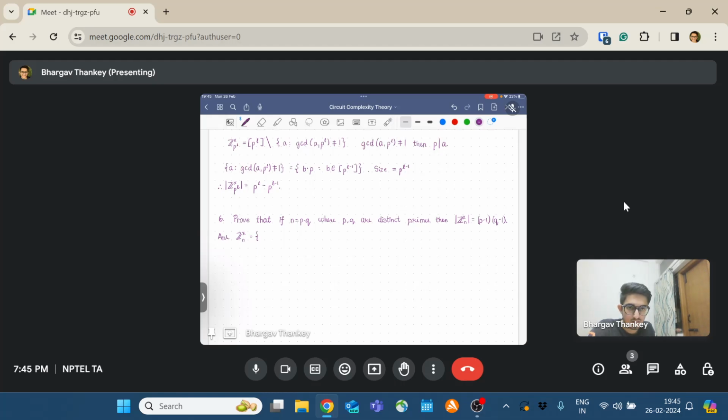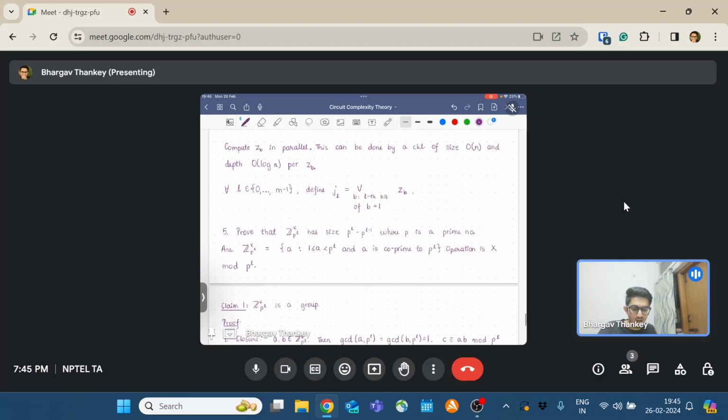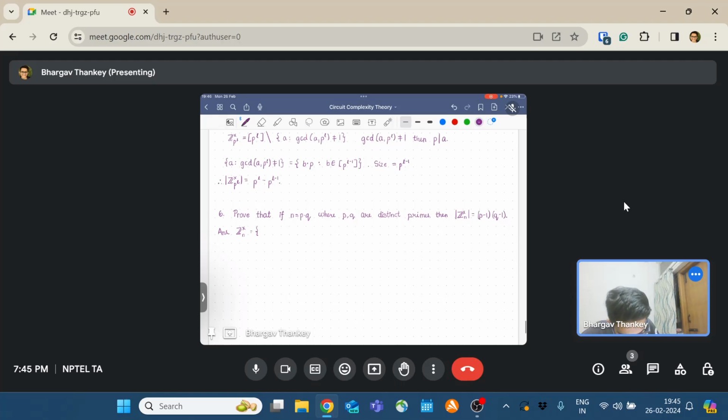I don't know exactly. Okay, so what was Z cross p to the l? It was all numbers between 1 and p to the l minus 1 which were co-prime to p to the l, right? Yes. So now all we have to do is replace p to the l with n. So this would look like all numbers 1 to n which are co-prime with n. Yes.